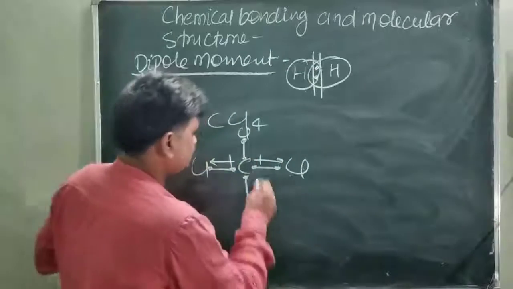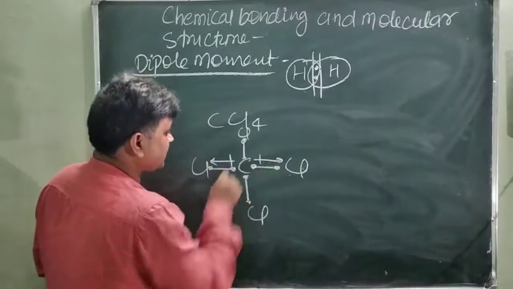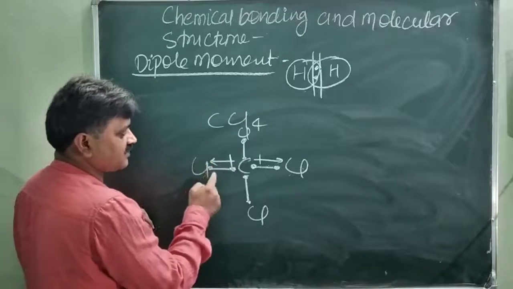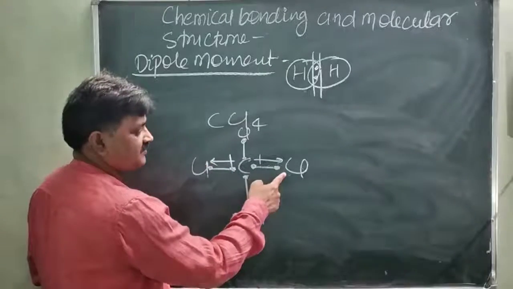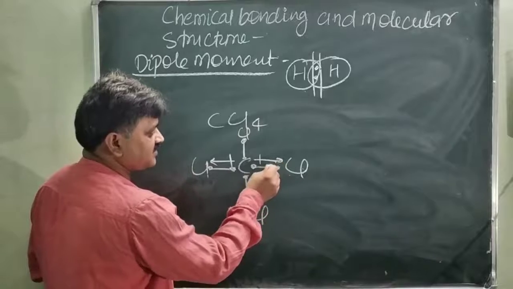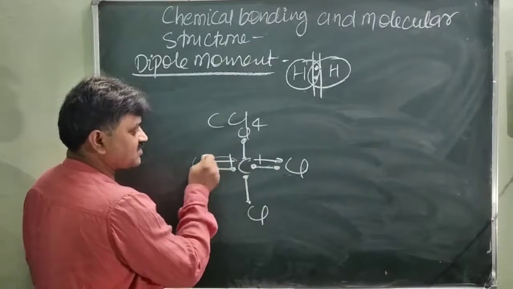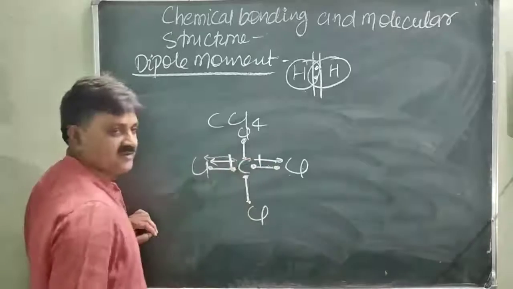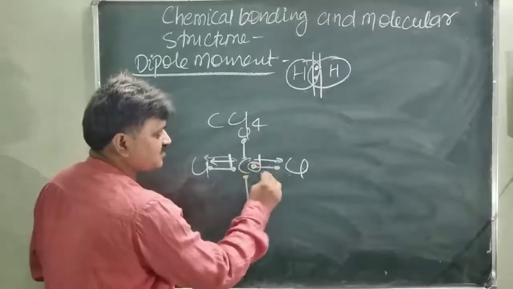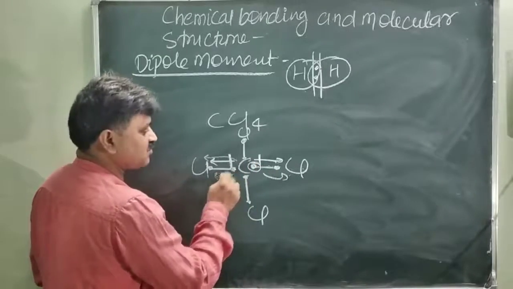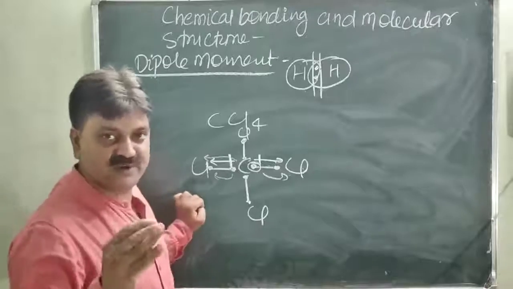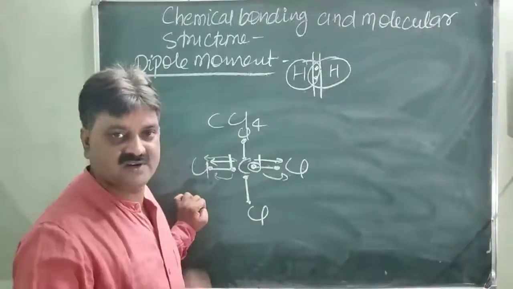Similarly, the movement of this electron is cancelled by this one, because here is a chlorine atom and here is also a chlorine atom. So when the electron moves to this side, the chlorine atom on the other side attracts it toward that side. So both cancel each other. It means this electron cannot move this side, and this electron also cannot move this side. So when electron movement is not possible, no charge passes.